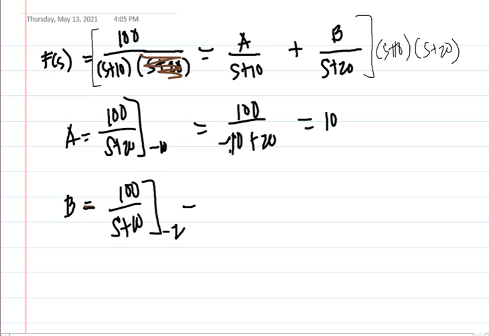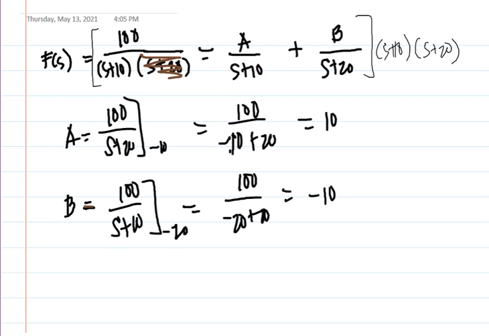negative 20. So this is equal to 100 all over negative 20 plus 10. This is equal to negative 10. So that is my answer. Okay, but take note that the value we got is just the decomposed value of our equation, and we were not yet able to transform this one. So first, we need to transform it.